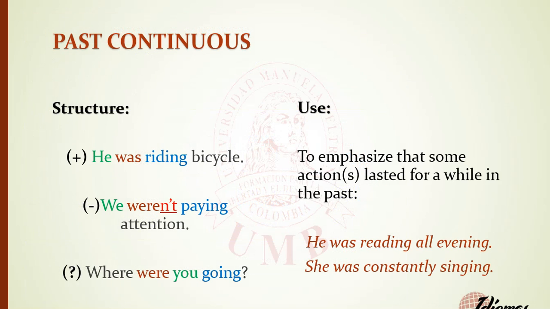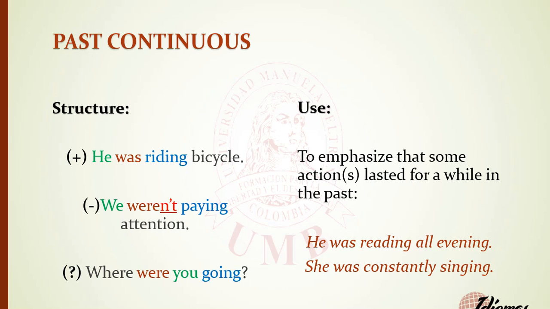Here we have a few examples, but in this case we discriminate affirmative, negative, and question. Remember the grammar structure of the affirmative form in the past continuous. Subject, the verb to be in simple past, the main verb with the ending ing and a complement. He was riding bicycle. In this case, we have to use was because remember that he is the third person, and that's why we have to use was.